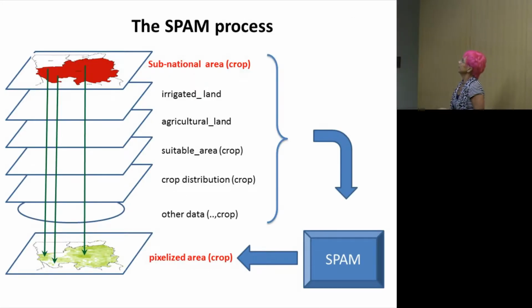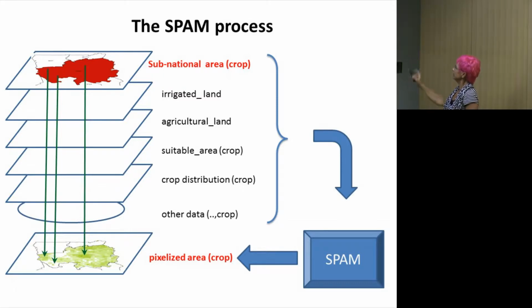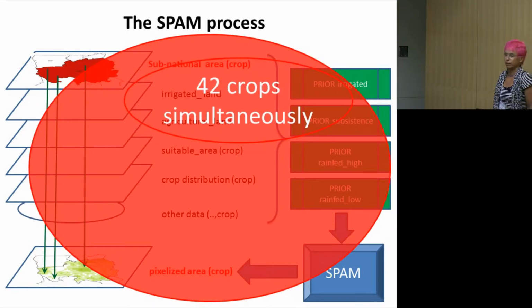In a graphical representation, SPAM starts with subnational data, which is at a very, very coarse resolution, adds pixelized layers, converts them, or creates priors for each of the production systems, feeds the whole thing into the model, which is a GAMS model, and comes up with the pixelized area. And you can see, from a very even distribution of this crop area in the whole admin unit, it can pinpoint where the crop is plausibly grown. And SPAM does this for 42 crops simultaneously.